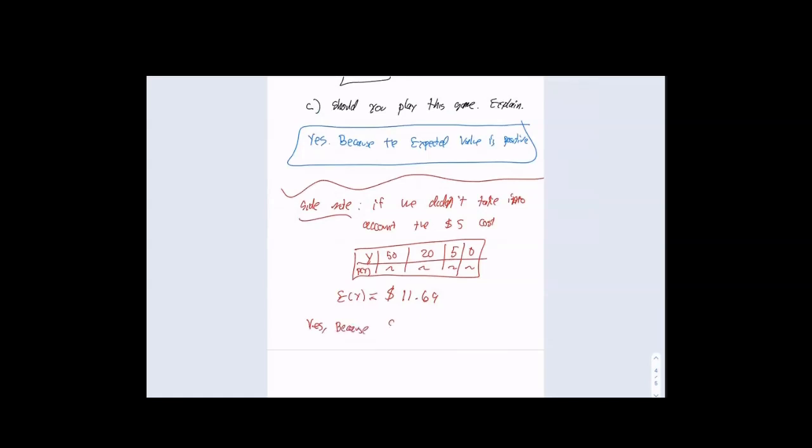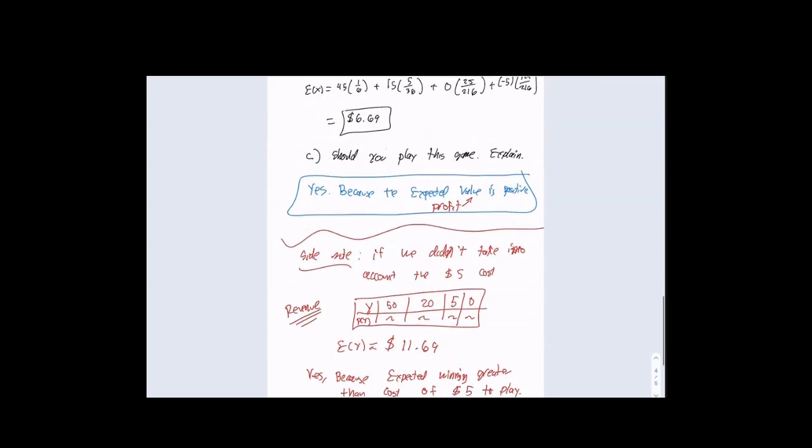because expected winnings are greater than the cost of $5 to play. It's just profit. So I want to note that if you do not take into account the $5, sometimes the question talks to you about what is known as revenue, and this is profit. So if you're thinking about the profit, then you have to subtract the $5.